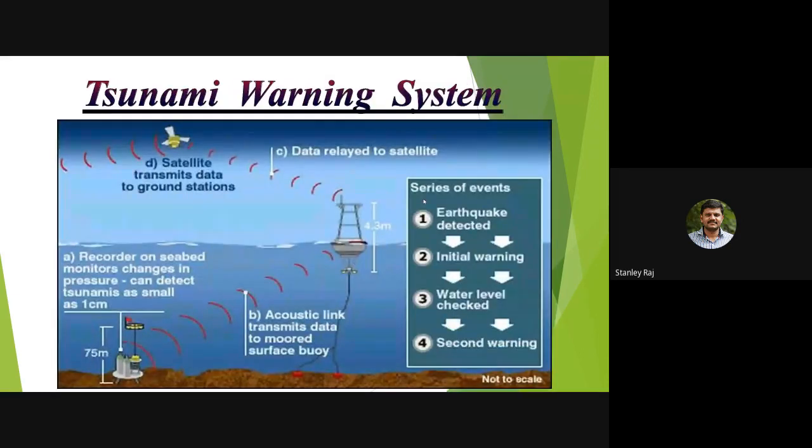Okay, so a tsunami warning system is available. A DART system is available inside the ocean. It records how much wave is coming, and on the seabed there will be a detector to detect the wave height, the wave intensity and the flow of the water current. Everything will be detected, and a satellite transmission system will be available to warn. So the earthquake detector means the initial warning. It will happen, and the water level will be checked, and the second warning will appear.